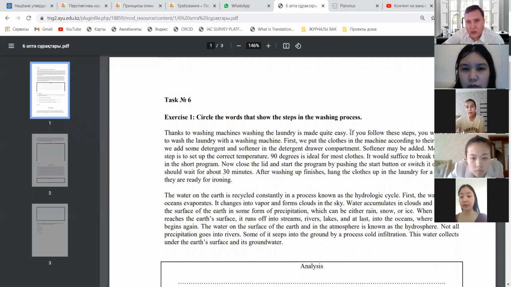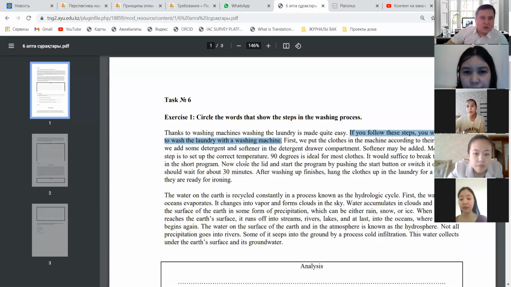If you follow these steps, you will learn how to wash the laundry with a washing machine. I think this is right. So this is the topic sentence which explains to us the process. We can also learn about the process from the first sentence. Okay, thanks a lot, Baljan.